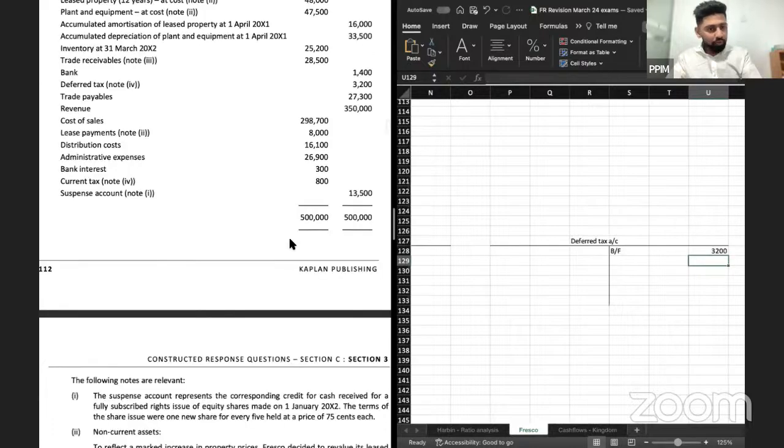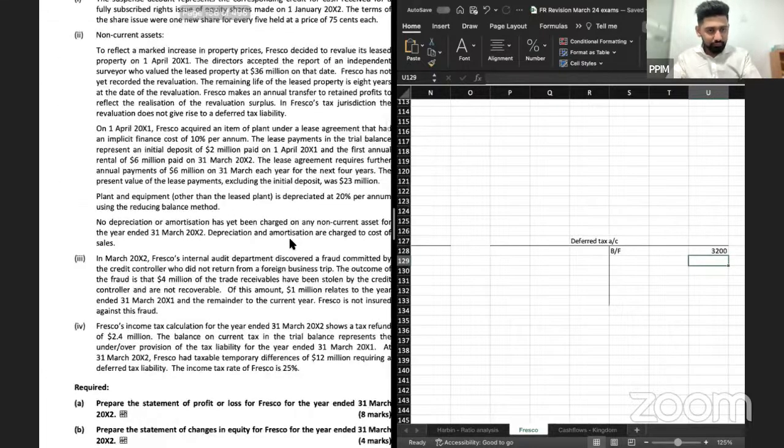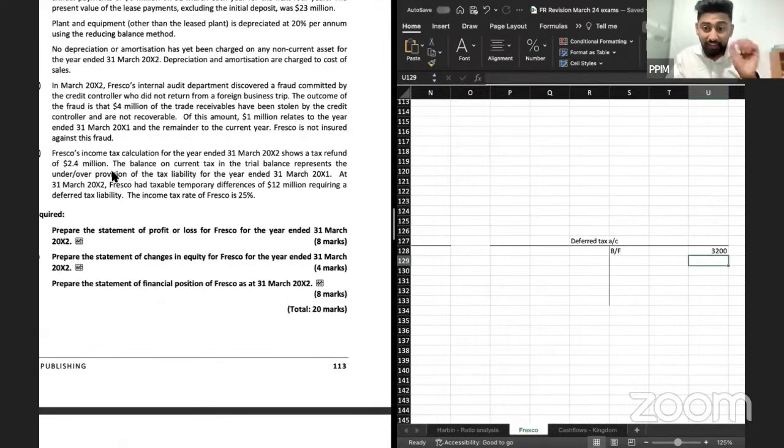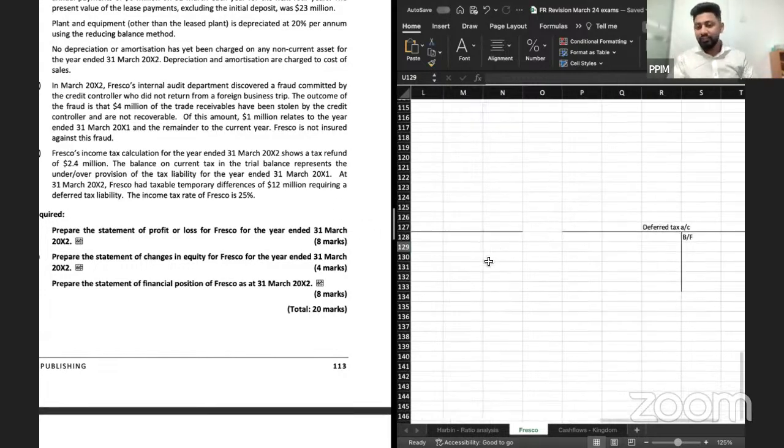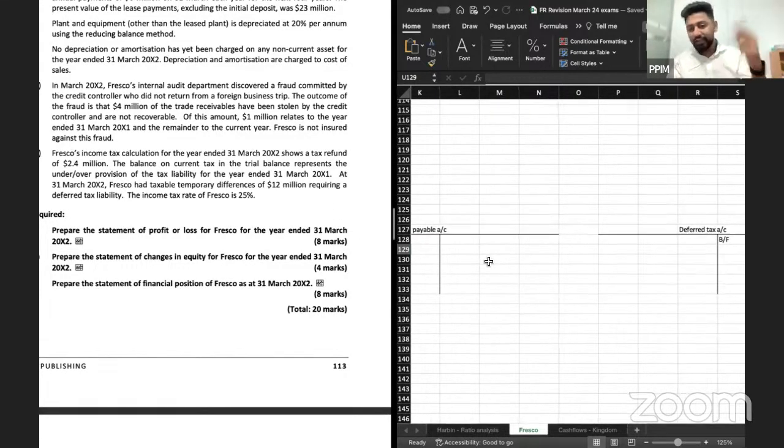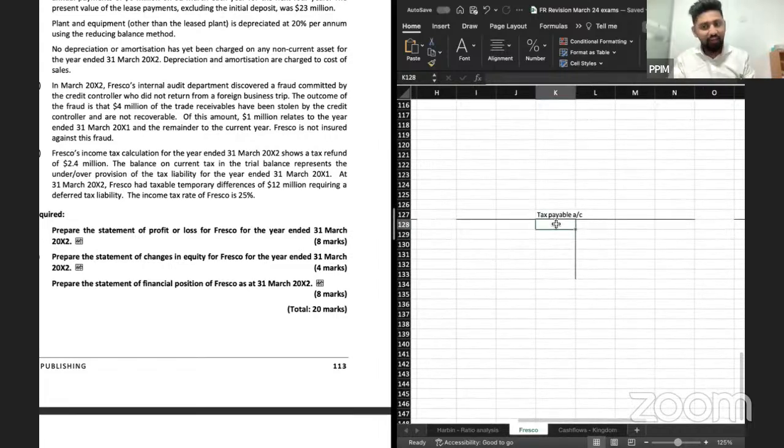Okay, now I'm going to account for the current year taxes. My current year taxes, they say, show a tax refund of 2,400. So that means I am not going to pay taxes. Instead, I get a tax refund. So in this case, I have a tax asset. Normally what I will do, I will debit income taxes, credit tax payable.